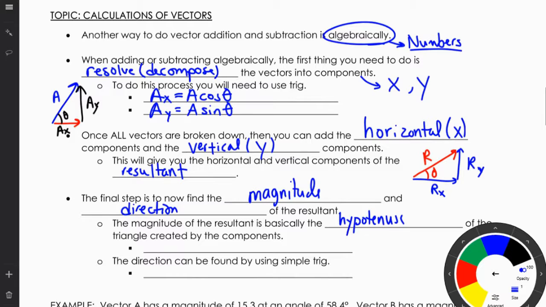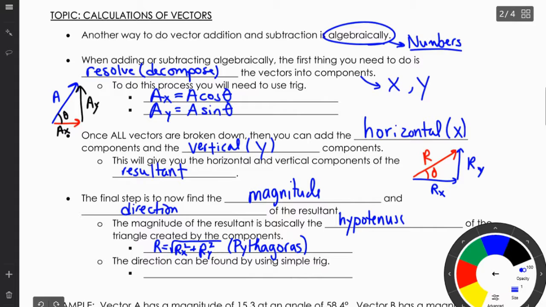So how do we find that mathematically? Well, we use good old Pythagoras, the Pythagorean theorem. So we're going to say the square root of Rx squared plus Ry squared. So we're just going to use Pythagoras: A squared plus B squared equals C squared, where this is now C.